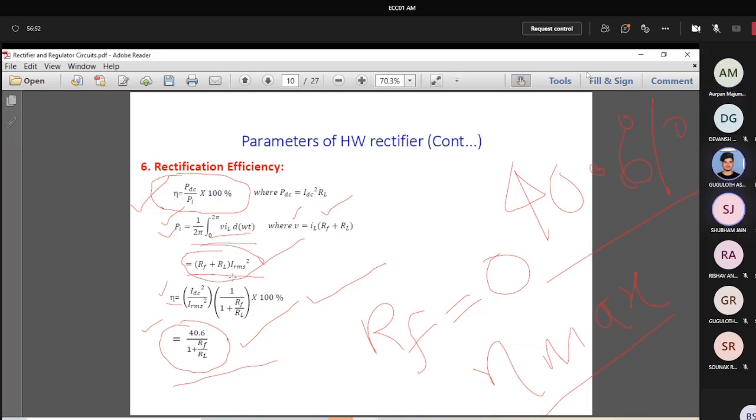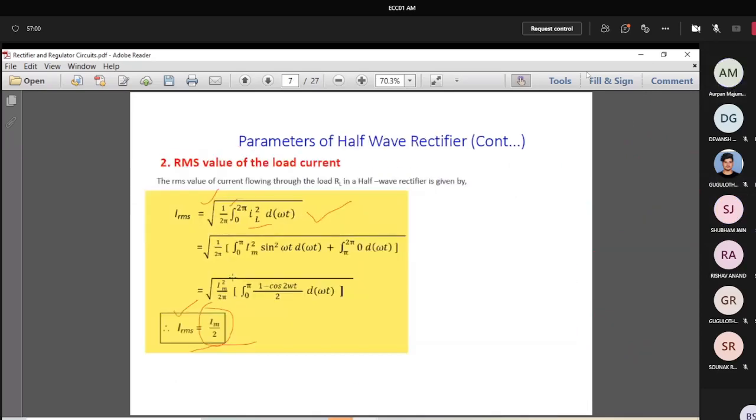Sir, in this formula, IRMS equals Im by root 2 or Im by 2? This is half wave rectifier. Let me show once again. Then why have we not used the IRMS value of the AC source? Where does IDC come from, and what is its significance?